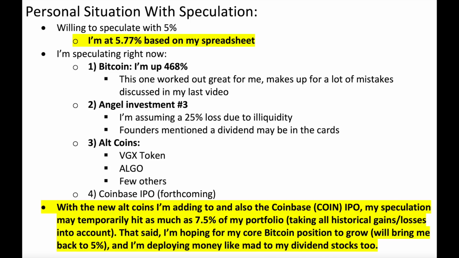I am buying a few altcoins, and so I talked about VGX. Also, I like Algorand and a few others. And as mentioned earlier in the video, I do plan to participate in the Coinbase IPO. Yes, I understand Voyager is also already publicly traded.